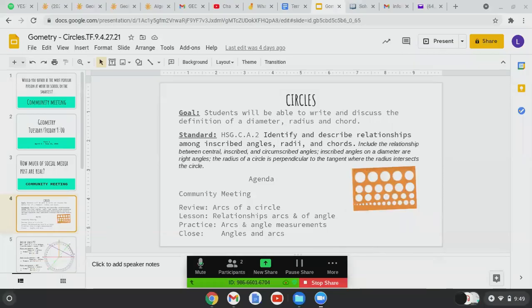Okay, so we are studying circles. Our goal is to write and discuss diameters, radii, chords, and how they form angles inside and outside of a circle. The standard is there for math teachers so that when we teach this topic, we are all in one accord.